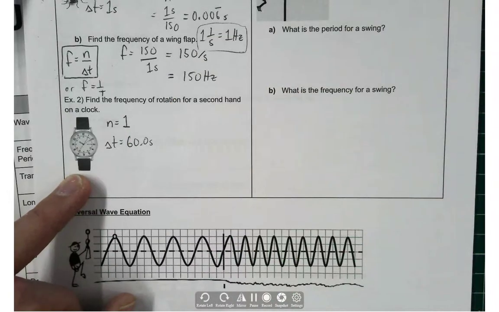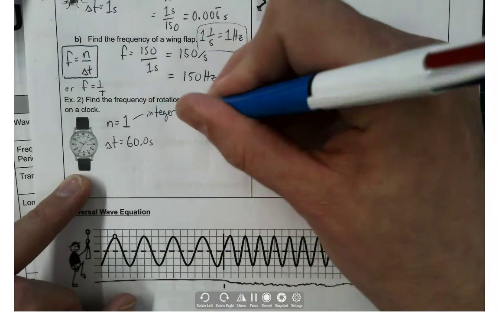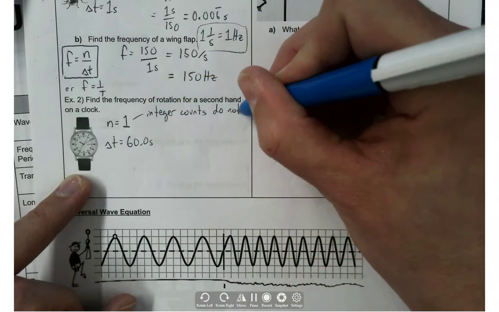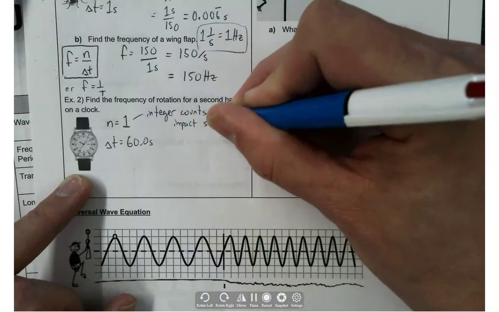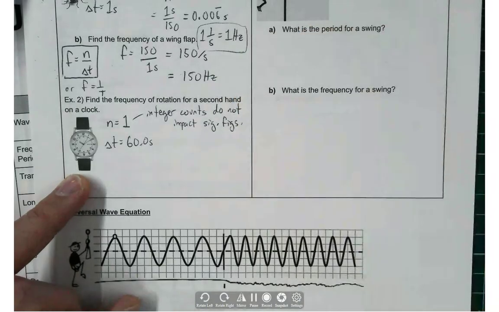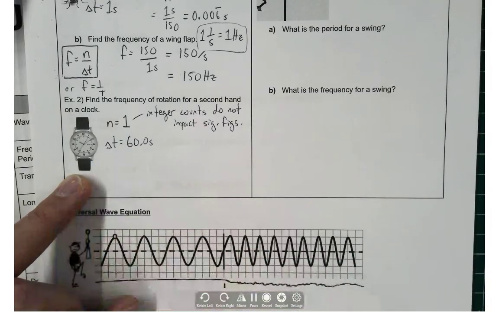By the way, integer numbers, integer counts, do not impact significant figures. So if I have an integer count of 1 or 2 or 72, that doesn't impact the number of significant figures because that thing either happened or it didn't. There's no margin of error on that. It happened or it didn't.